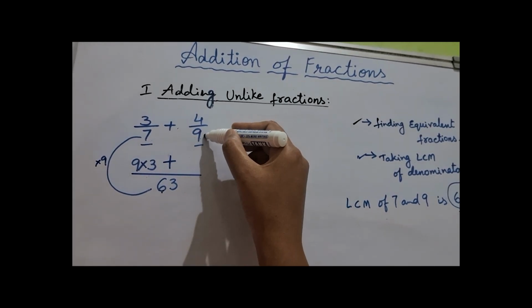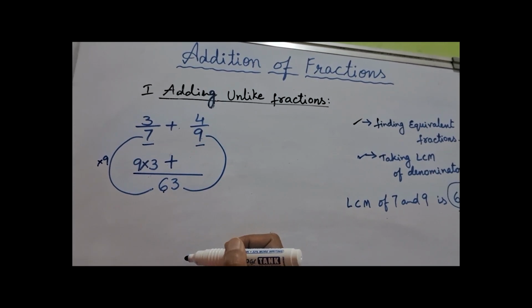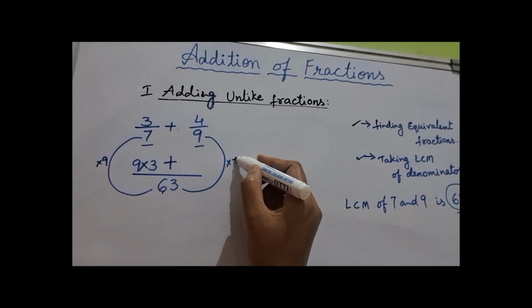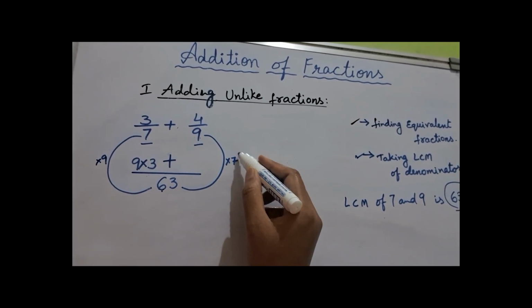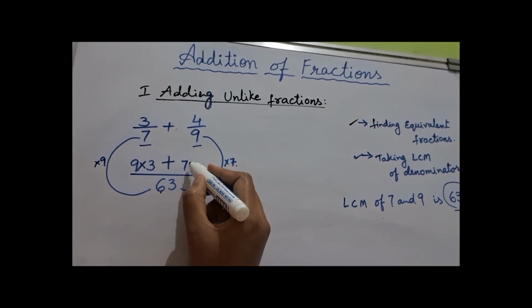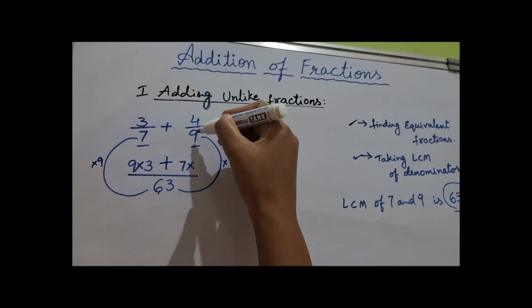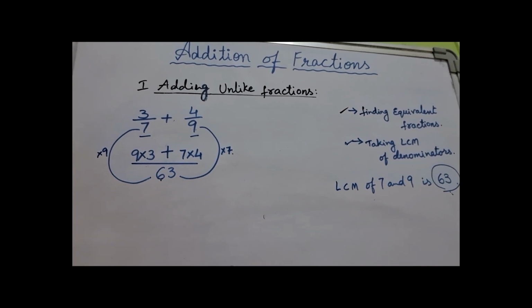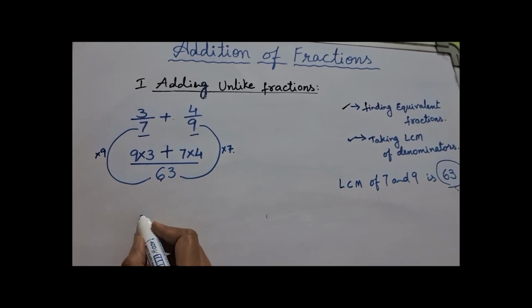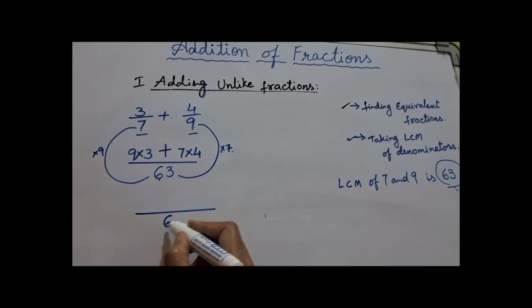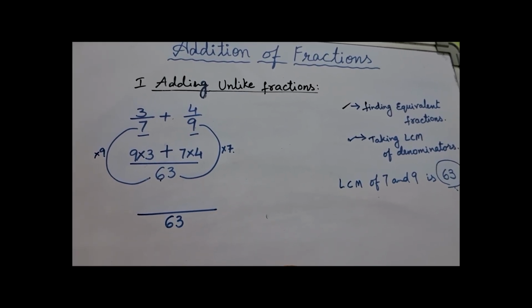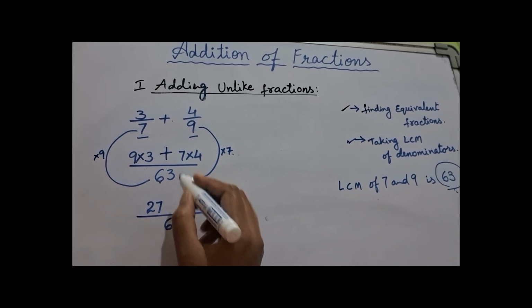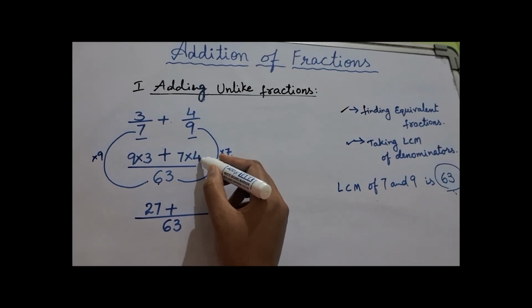Next, this denominator and this denominator, what is the relation? 9 into what is equal to 63? 9 sevens are 63. So this 7 you need to write here, multiplied with its numerator, that is 4. Okay children, next, in the next step again draw the fraction bar. Here you write 63 and now 9 into 3 is what?